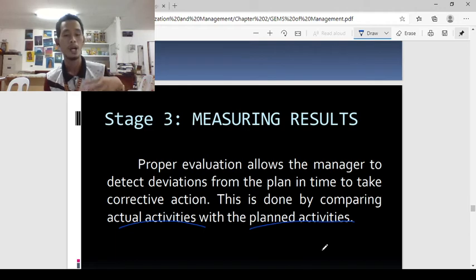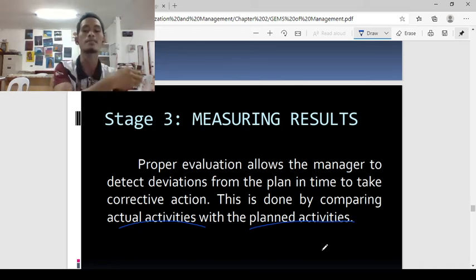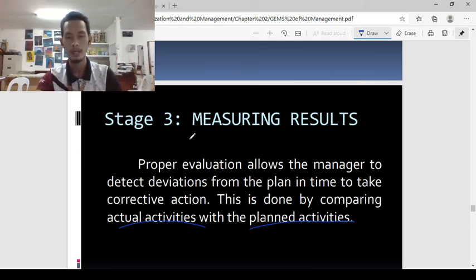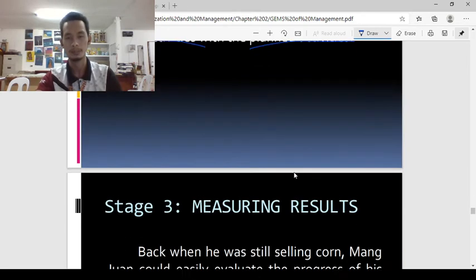As manager, you have to compare what is the actual activities. Unsay ginahimo na karon in actual, in reality. And you're going to compare it with what is being the plan. Meaning, natuman ba gyud? Gi-perform ba gyud in an actual situation kung unsa ang naplano. So, that is another function of measuring results.